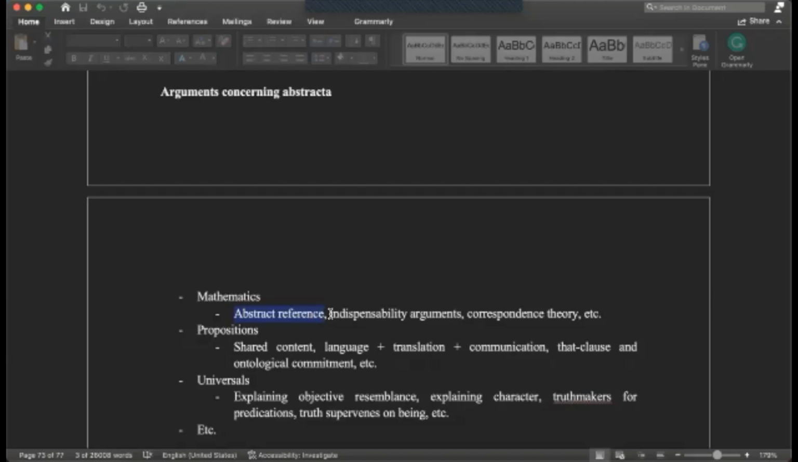You have indispensability arguments, right? Like mathematics, mathematical truths, mathematical theories, mathematical theorems. These sorts of things are utterly indispensable to our best scientific theories, and arguably that gives us good reason to think that there are such things as these mathematical objects.